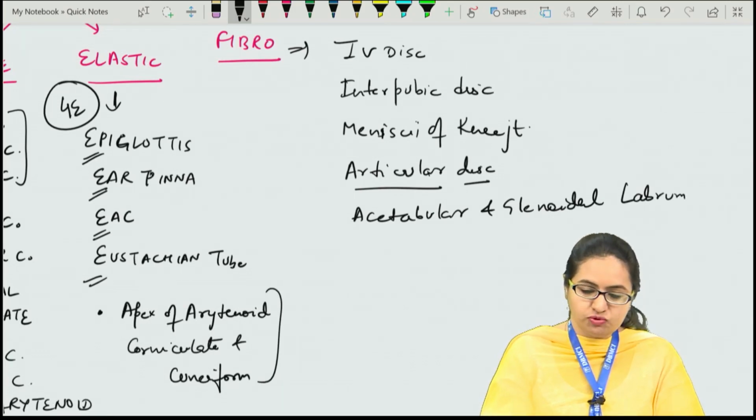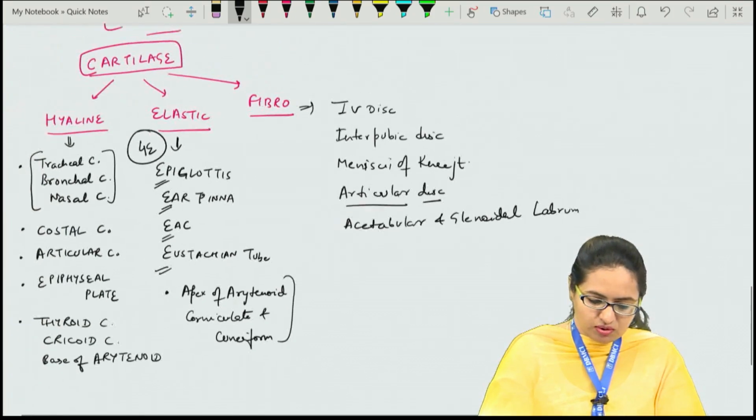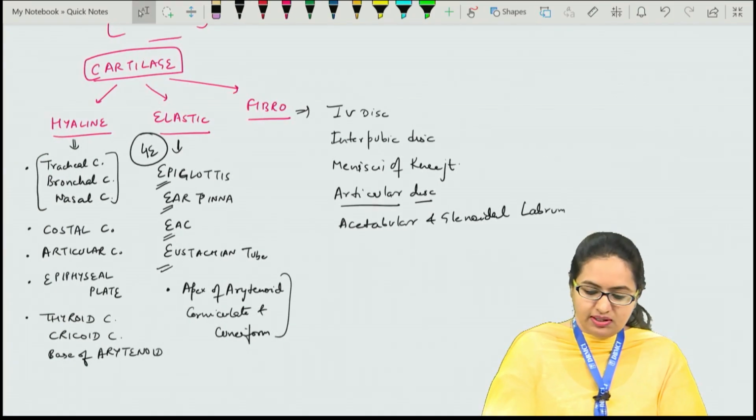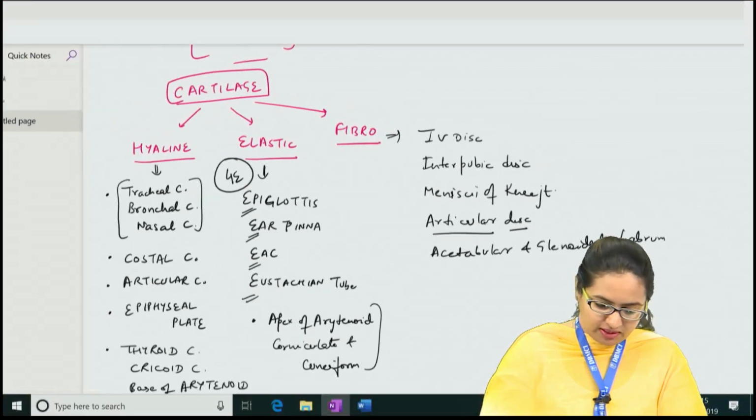Which are present in the hip joint and the shoulder joint. So these are the locations of the cartilages in the body. So we come back to the question.